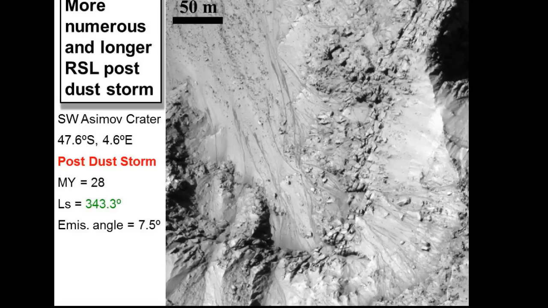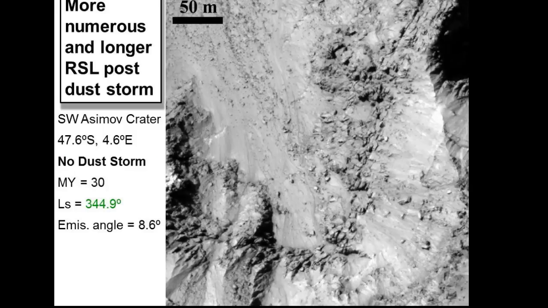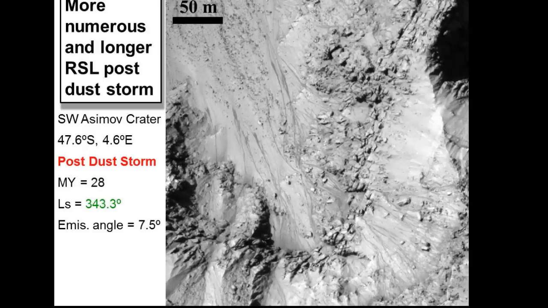Well, this is Asimov crater. This is in the south mid-latitudes. This image was taken right after the dust storm, right after the dust cleared. And then we have another image that's taken 2 years later, almost the exact same L sub S, almost the same emission angle. So you can see how much longer the RSL are, which are right in here and over in here, and also how many more there are.